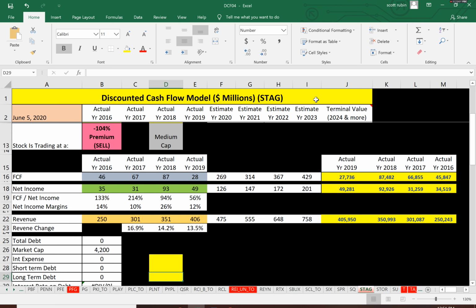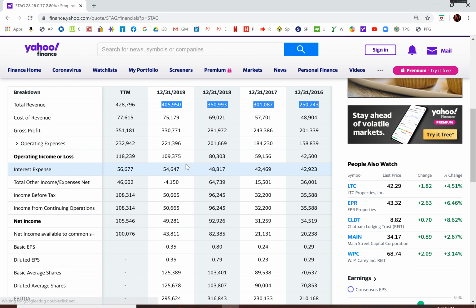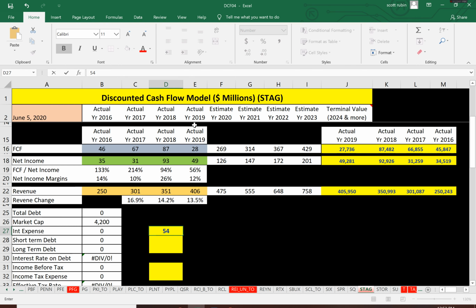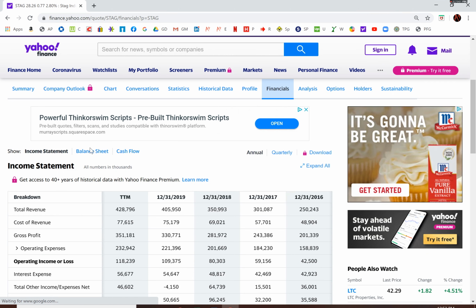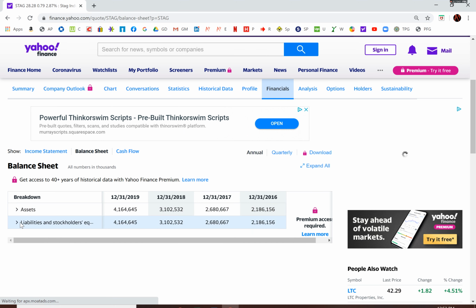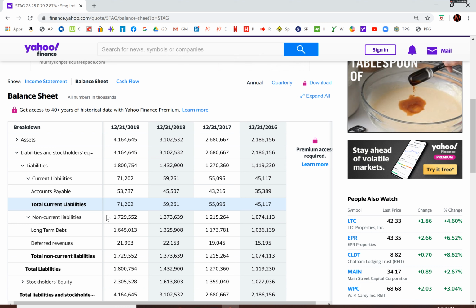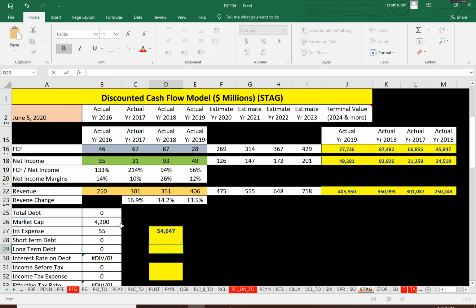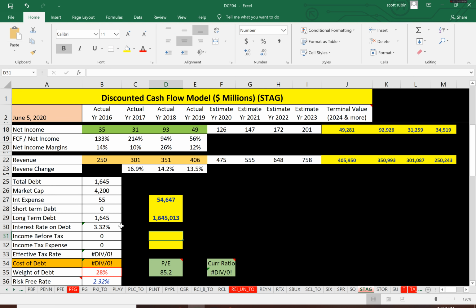So now let's figure out the capital structure of this company so we know what to discount the future cash flows by. 54,647. So $54 million of interest is what they pay on their debt. Let's see how much debt they have. So the current debt, no current debt, long-term debt of 1.6 billion. So they pay 3.3% interest on their debt.